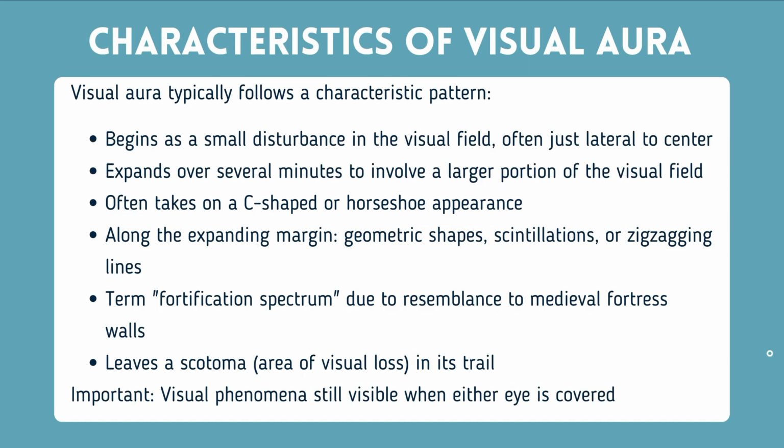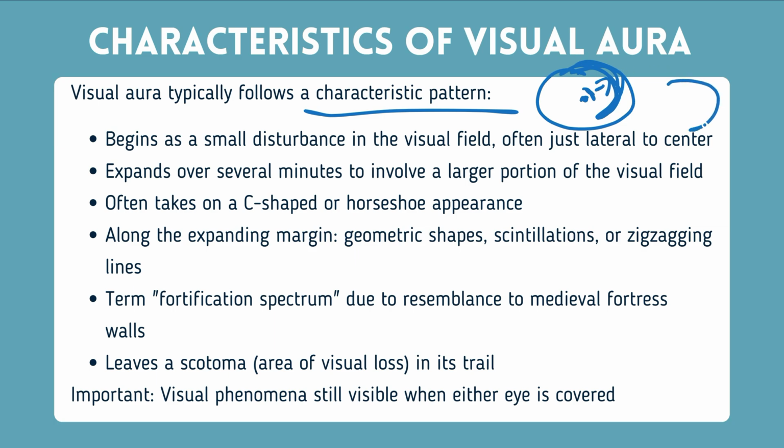The visual aura in migraine follows a very characteristic pattern across many patients. Typically, it begins as a small disturbance in the visual field, often just lateral to the center of vision. So this is the center of vision, it may start here. As it expands outward or laterally, it takes on a more C-shape or horseshoe appearance. And we'll see an example of this in the following slide. So as this expands, along the expanding margin or edge of this shape, patients often see geometric patterns.